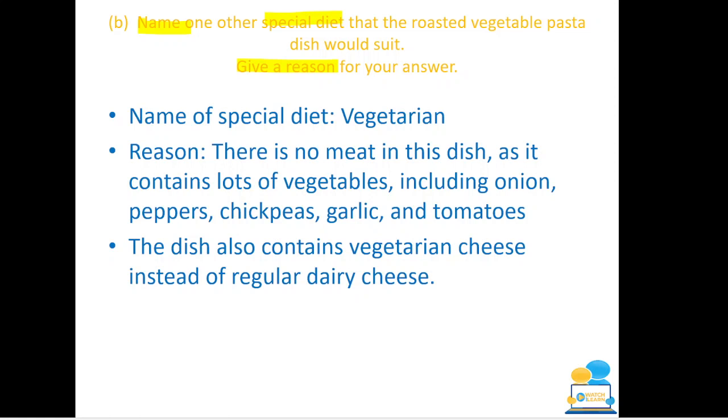Okay, so when you look at the list of ingredients, as it contains vegetables including onions, peppers, chickpeas, garlic and tomatoes, the dish also contains vegetarian cheese instead of regular dairy cheese. So this amount of detail I would expect in a question like this.